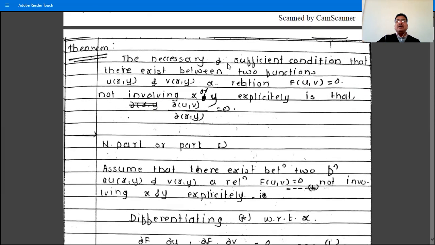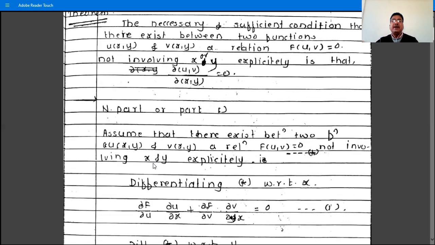The next theorem: the necessary and sufficient condition that there exists between two functions u(x,y) and v(x,y) a relation f(u,v) = 0, not involving x or y explicitly, is that ∂(u,v)/∂(x,y) = 0. This theorem is important as far as the exam is concerned. We have to prove the theorem in two parts: the first part is the necessary part, and the second part is the sufficient part.